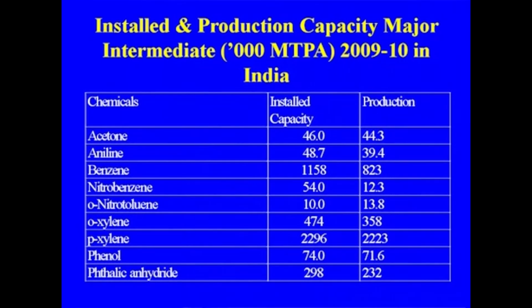This is the installed capacity and production capacity of the major intermediates where aromatics are involved. Acetone I have given because we get it as a byproduct from the cumene plant while making phenol. Then aniline, benzene, nitrobenzene, orthonitrotoluene, orthoxylene, paraxylene, phenol and phthalic anhydride. This is the installed capacity of the various aromatic products, and this is the production figure, in multiples of 1000 metric tons per annum, during 2009 to 10.